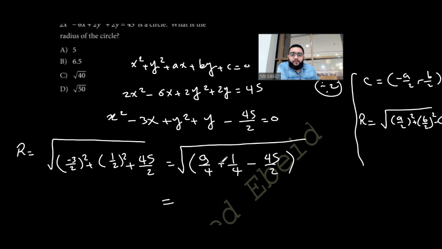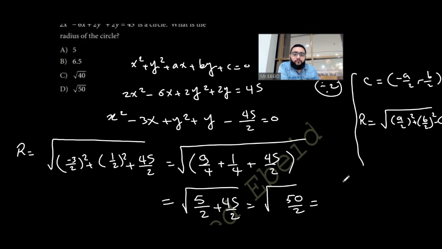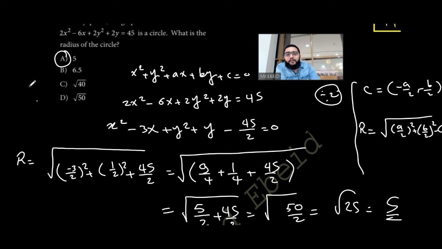So it will be 9 plus 1, which equals 10 over 4, which equals 5 over 2, plus 45 over 2, plus, not minus, which is 50 over 2. So the square root of 50 over 2, which equals the square root of 25, so the radius length equals 5. Let's move to the next question.